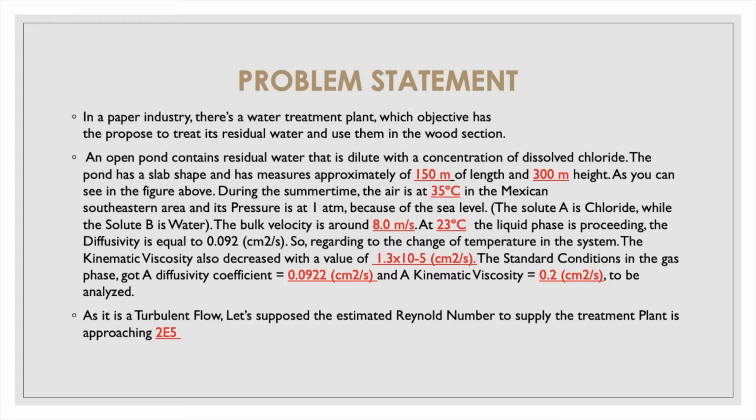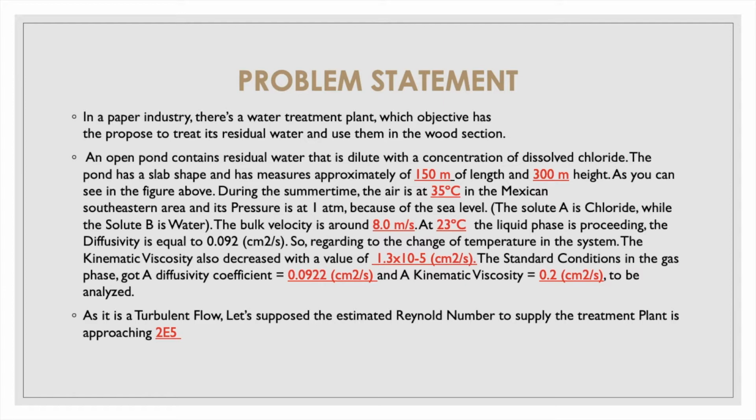At a paper industry factory, there's a treatment plant within. In order to clean the wastewater and use it for industrial purposes, there's an open pond with measures of 100 meters of length and 300 meters of height, where wastewater is diluted with chloride. As part of a regular water treatment procedure, considering a factory in a warm area, the air temperature is at 35 degrees Celsius and its atmospheric pressure is around 1 atmosphere.